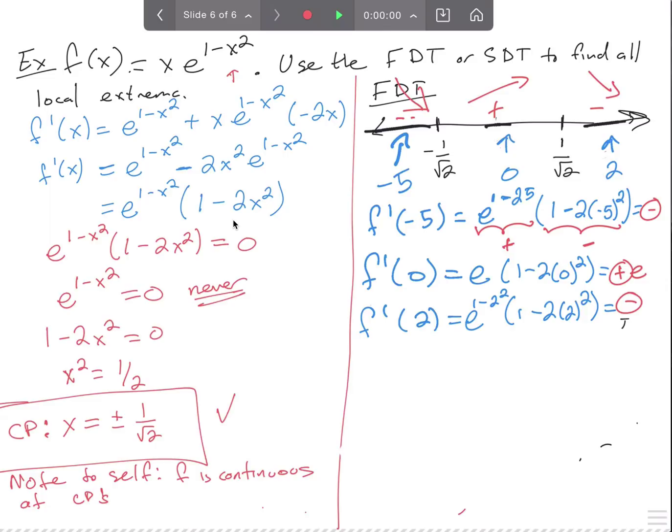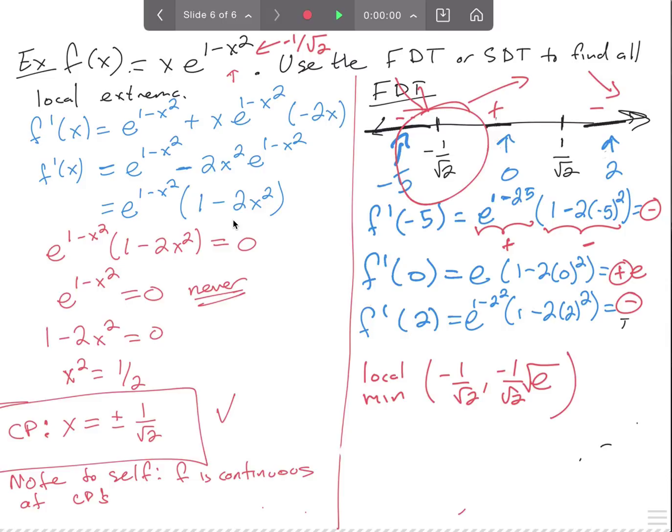Okay, so did I find any local extrema? So what is this one? Local min. Local min at minus 1 over root 2. What is y equal to there? How would I find it? Plug it into the original, right? So what would I get? I would get minus 1 over root 2 times e to the, what's 1 over root 2 squared? If I plug in minus 1 over root 2 there, I get 1 half, right? What's 1 minus a half? 1 half. So it's e to the 1 half, or square root of e, right? That's the local min. And then what about this guy right here? That's the local max, right? So then this would be 1 over root 2, and then 1 over root 2 times square root of e.